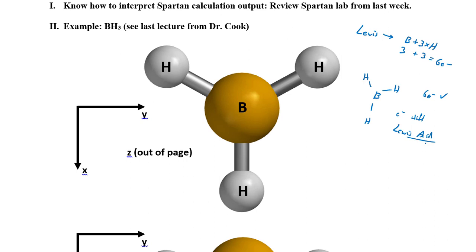So in this case, I've got X and Y in the plane of the paper, with X being along that hydrogen boron bond, and then Y being perpendicular to that, 90 degrees apart. And then we have Z, which will be perpendicular to the plane of the paper. So that means Z is going in and out of the paper. And I know this is two-dimensional, but we can deal with that. So XY is the plane of the paper and Z is coming in and out.